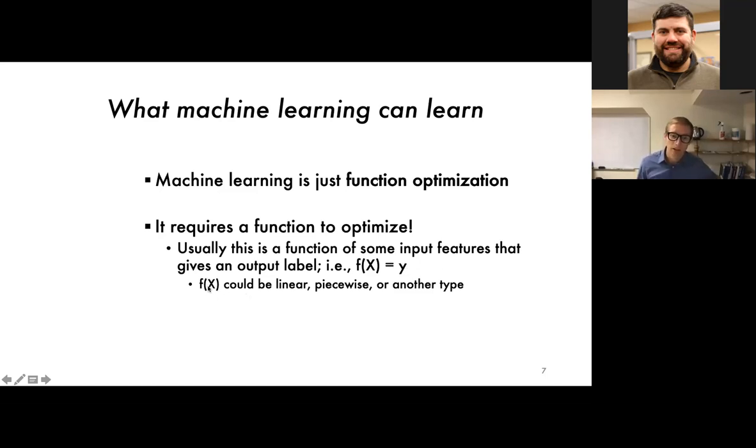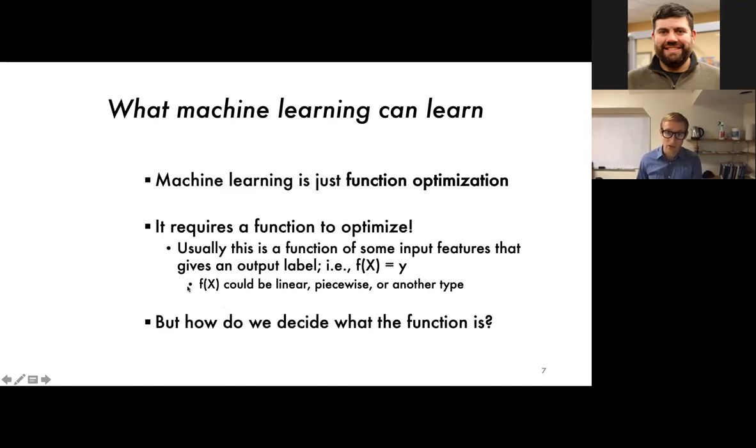And that f of x function could be linear, piecewise linear, piecewise constant, or infinitely many other different forms of functions. And it's hard to know in advance what that right function is. But that's all that machine learning can do: optimize a given function. And so it's up to you essentially to decide what that function is. And that's exactly what the hyperparameter optimization process is.